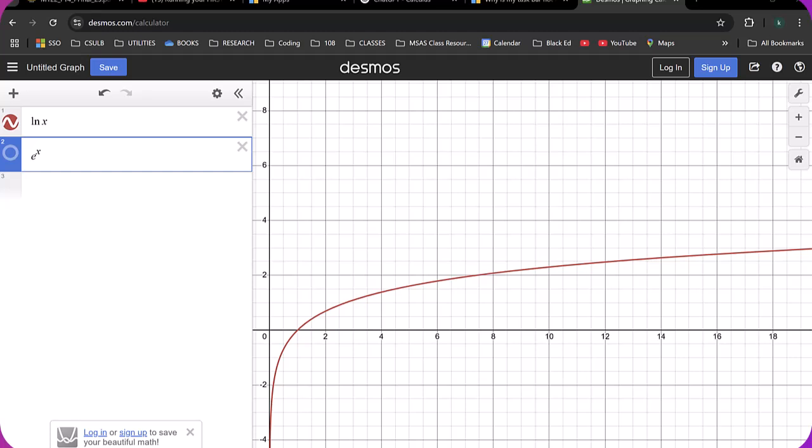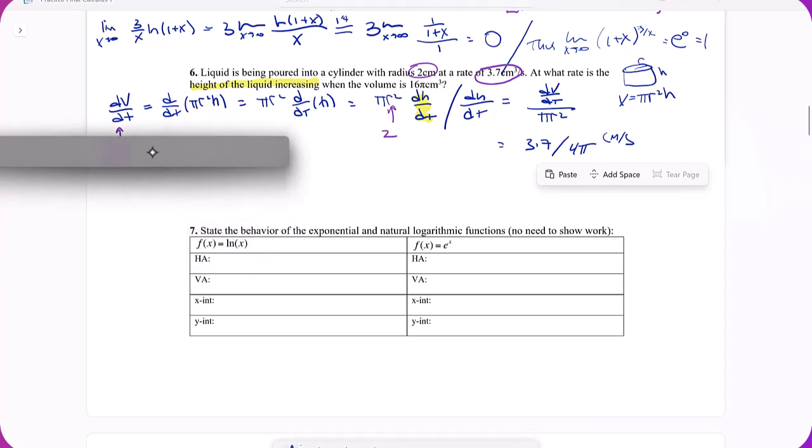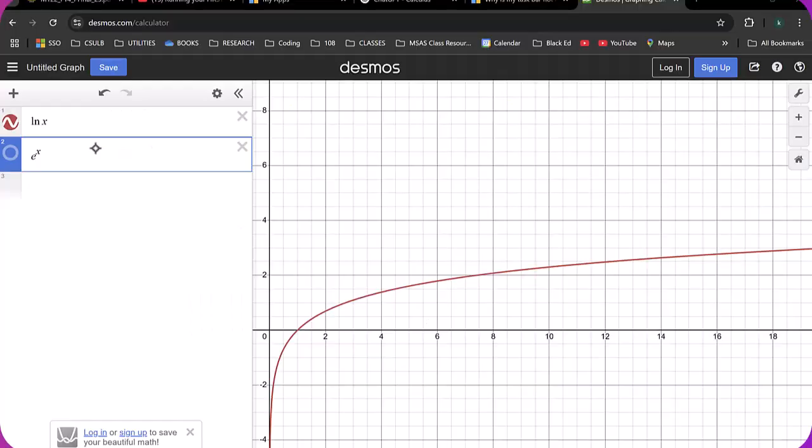All right, and so let's go ahead and see what we're asked to identify. Okay, and so we have that the horizontal asymptote is none. Vertical asymptote x equals 0. X-intercept is x equals 1. Y-intercept none, since it has a vertical asymptote at the y-axis.